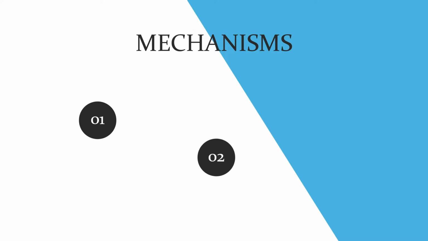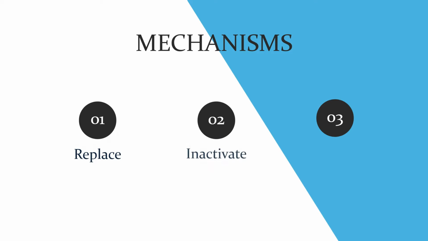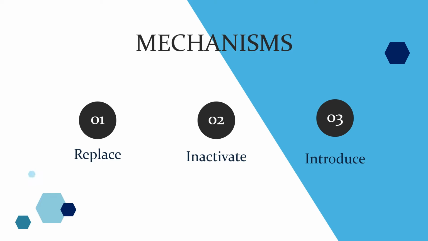Gene therapies can work by several mechanisms. It can replace, inactivate, and introduce. Replace a disease-causing gene with a healthy copy of the gene. Inactivate a disease-causing gene that is not functioning properly. And lastly, introduce a new or modified gene into the body to help treat a disease.